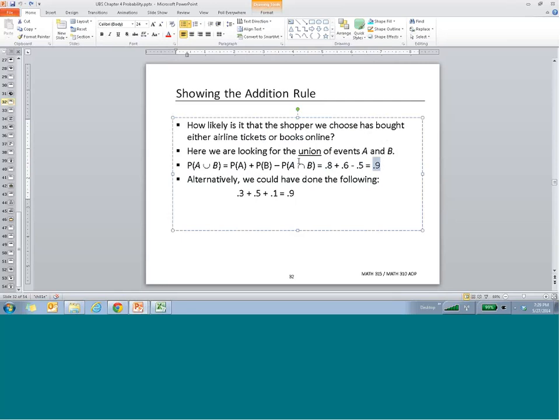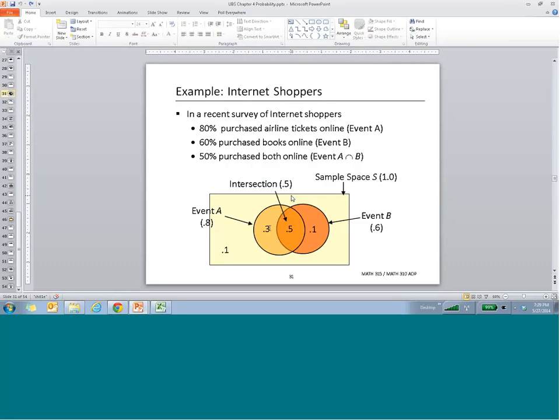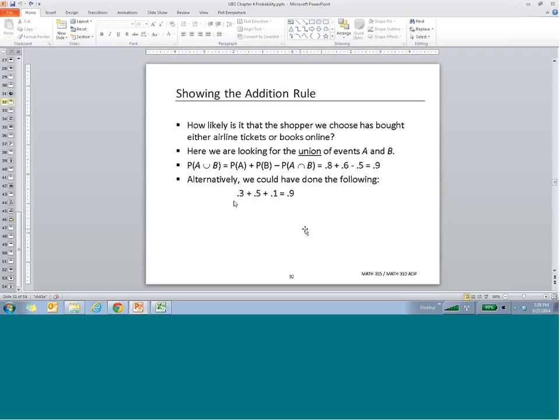Or, like I said, there are two different ways of doing this. Frankly, I think this is the hard way, and this is the easy way. The easy way is I just say 0.3 plus the number that have bought an airline ticket plus the number that have bought both plus the number that have bought just a book. See, that adds up to the same 0.9 whichever way I do it.